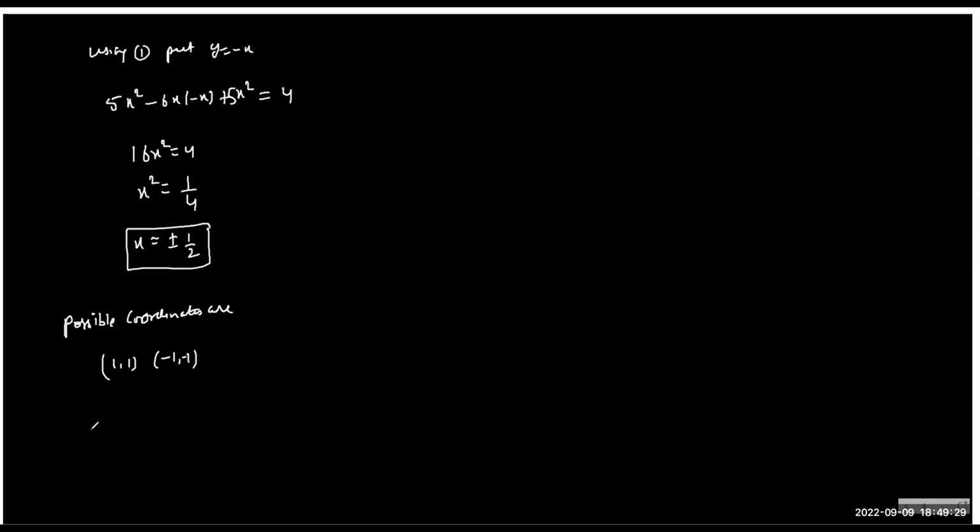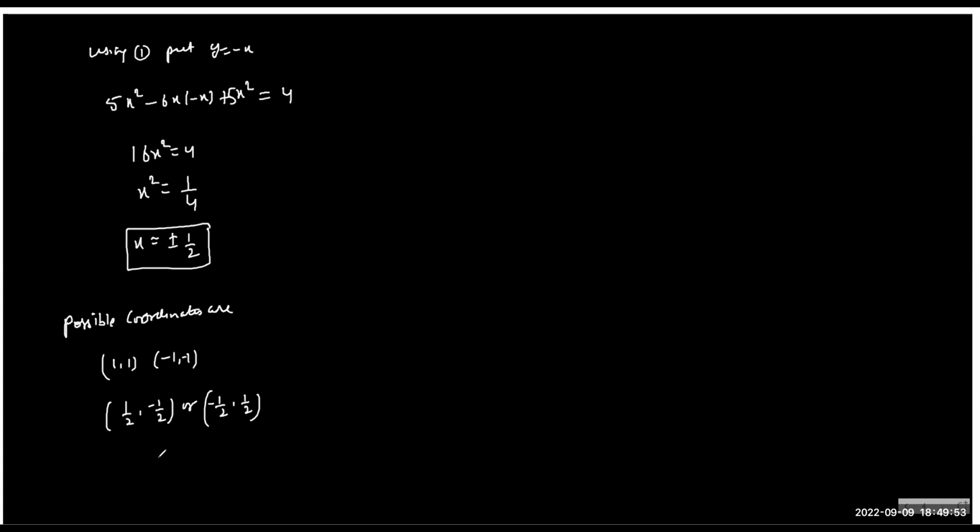From the second case, what are the possible coordinates? (1/2, -1/2) or (-1/2, 1/2). They are opposite, right? If I take x as 1/2, then y I must take as -1/2. If I take x equals -1/2, then y is 1/2. So we are getting 4 values.